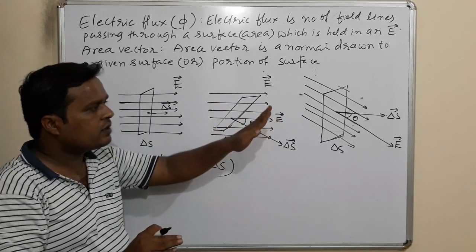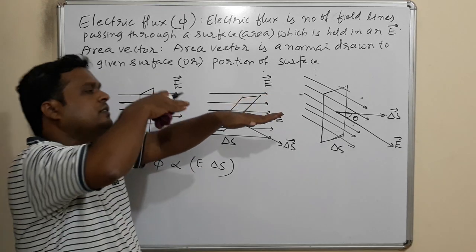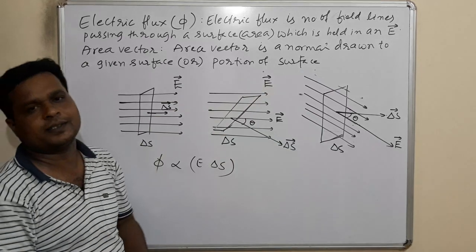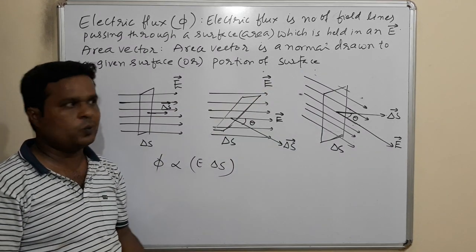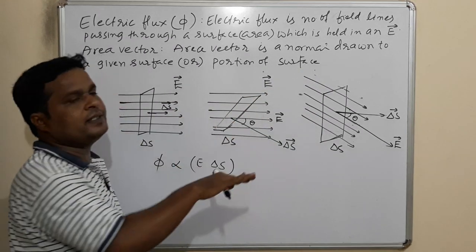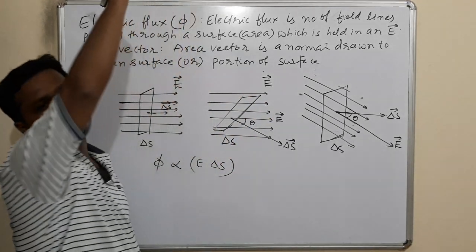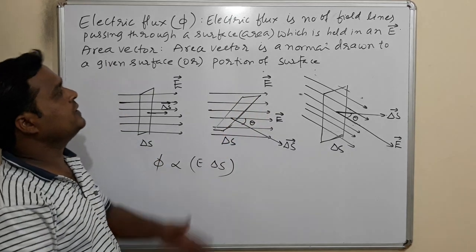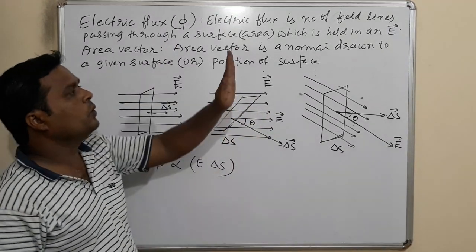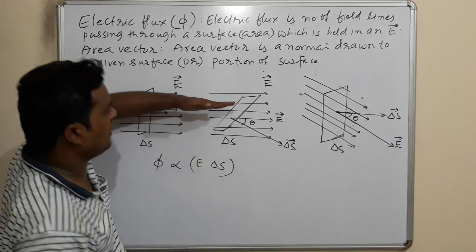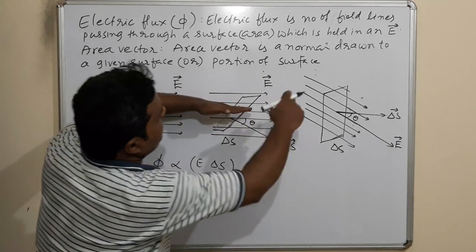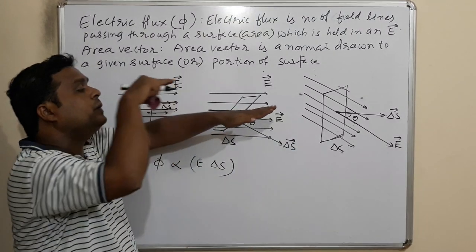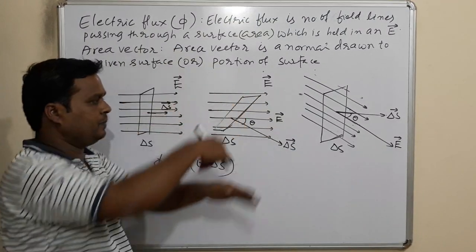The number of lines changed. If I hold it like this, some lines will pass from above the surface, some lines will pass from below the surface. No lines will be passing through this. That means flux becomes 0. How many lines pass through this surface is itself called flux. If 100 lines are passing, then we say that flux is 100. If no lines are passing, if it is held like this in the field, some lines will go above the surface, some below, but no lines will be passing through this surface.